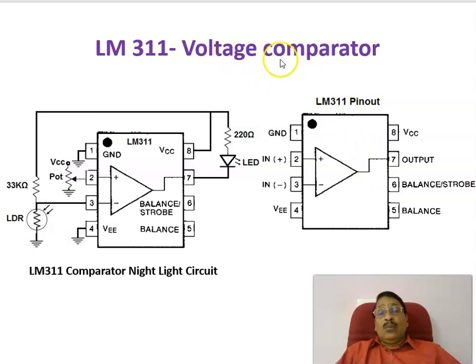This voltage comparator IC is used for a night light circuit because the resistance varies with light intensity. During the night period the resistance is higher, you get more voltage, the output becomes 0, and the LED glows. At daytime the resistance is less, so this voltage is less, the output becomes high, there won't be any current, and it won't glow. That is called the night light circuit using the comparator LM311.